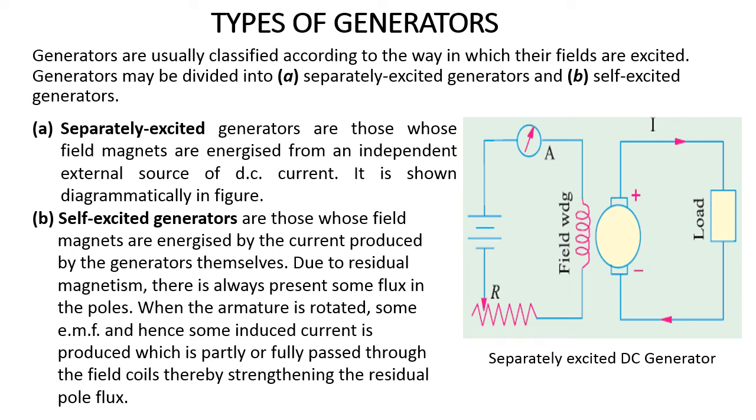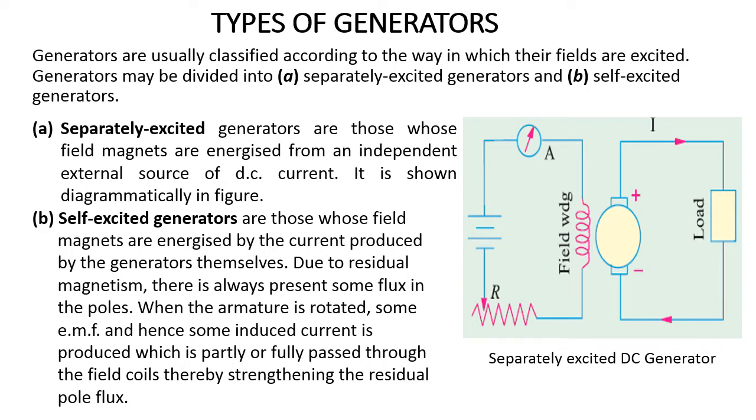In this lecture we will discuss types of generators. Generators are usually classified according to the way in which their fields are excited. Generators may be divided into separately excited generators and self-excited generators. Separately excited generators are those whose field magnets are energized from an independent external source of DC current.